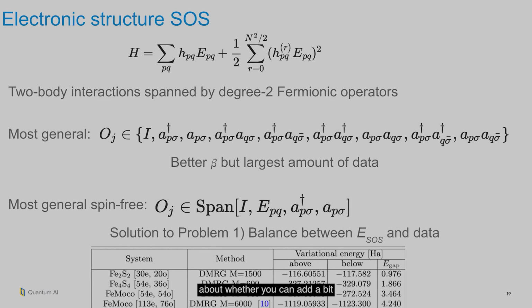It's a big question whether you can add a bit more to this spin-free generating set. Maybe you have to add the most general generating set. Maybe you can just add a little bit more. You get slightly better betas, but your block encoding cost goes up. There is a lot of room to optimize these results. Here we just show that the spin-free case is good enough to get these constant factor speedups. You could do better, but that's future work.